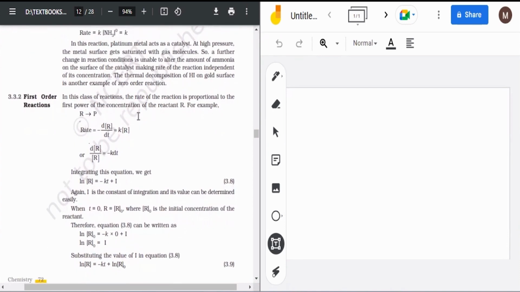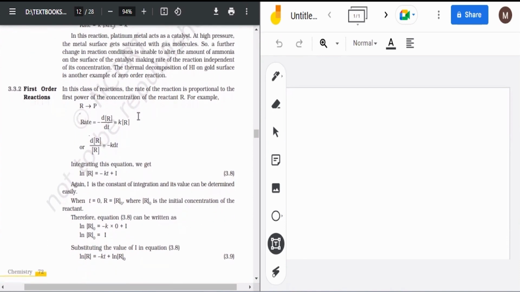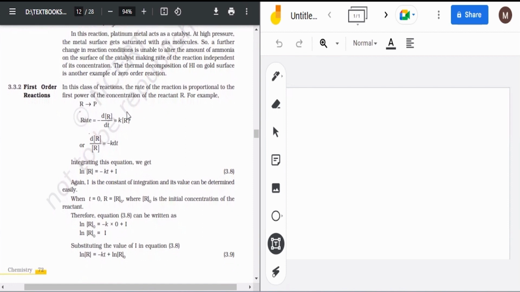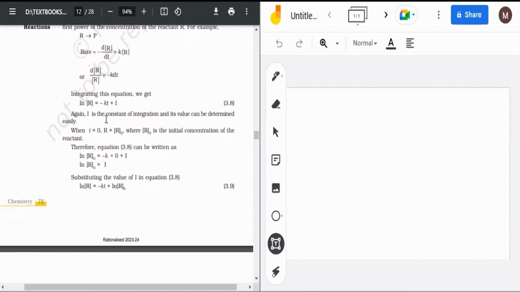फिर फर्स्ट ऑर्डर रिएक्शन पे चलेंगे. तो फर्स्ट ऑर्डर रिएक्शन क्या होती है? फर्स्ट ऑर्डर में अपन लोग क्या करेंगे? जस्ट R की पावर 0 की जगह R की पावर 1 ले लेंगे. So here we will get our rate law to be equal to dR by R is equal to k dt. Then we will integrate this and we will get ln R is equal to minus kt plus some constant, which is known as the constant of integration.